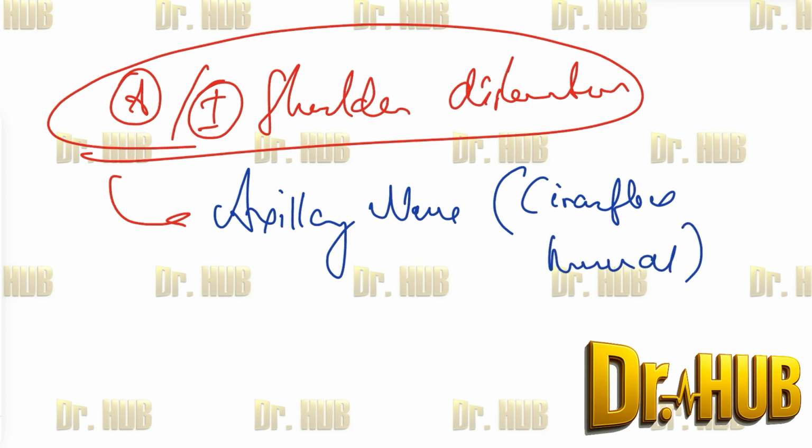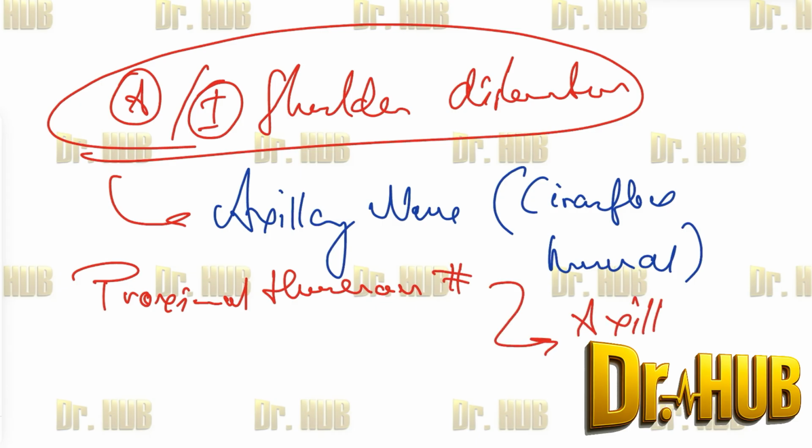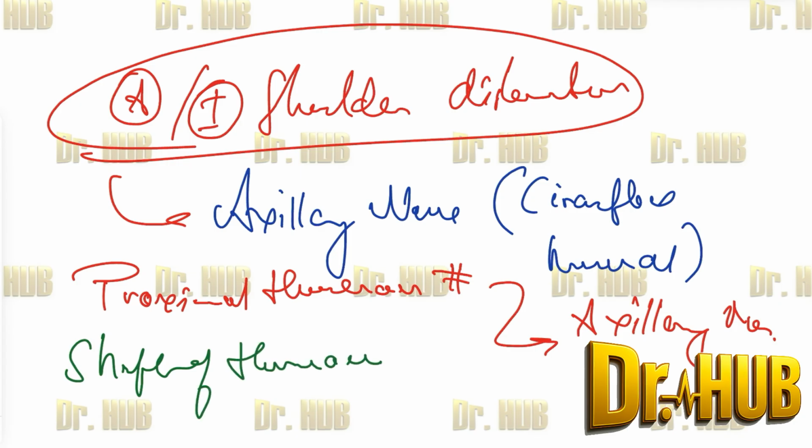Next, the proximal humerus fracture. The proximal humerus fracture includes the axillary nerve. Next, the shaft of humerus. In case of the shaft of humerus fracture, it is the radial nerve.